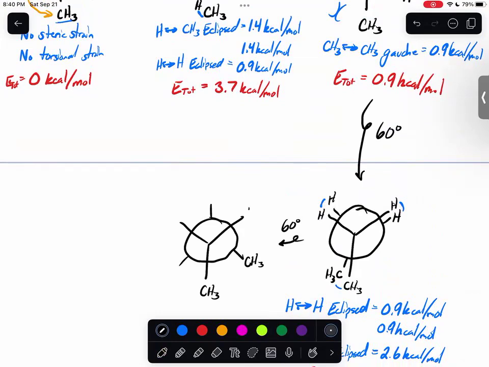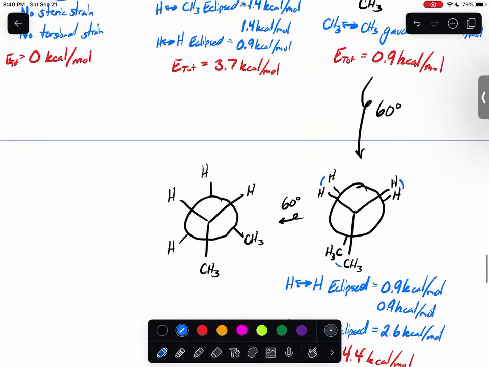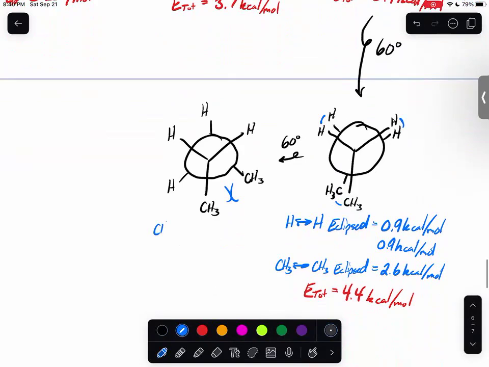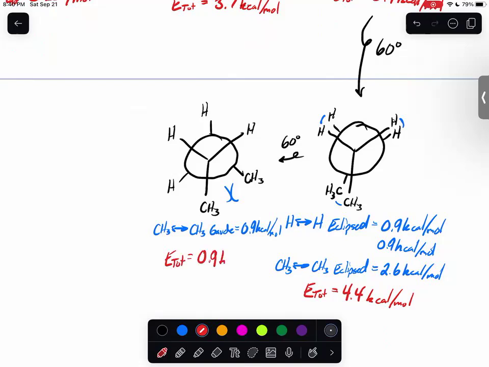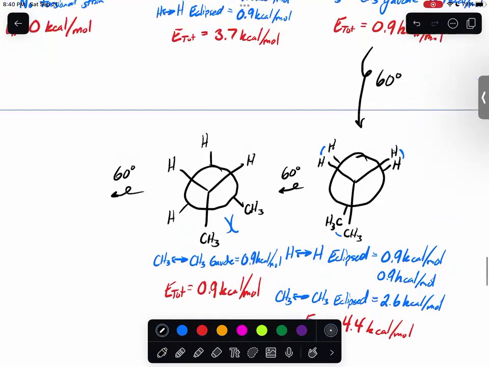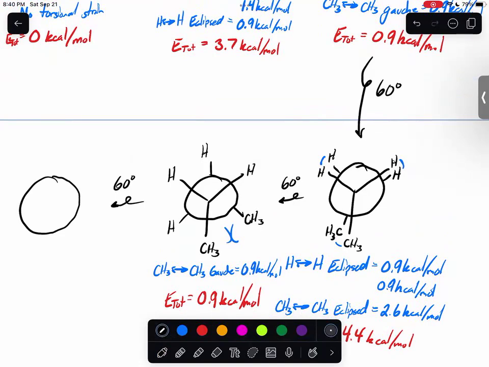And in this one, we've now moved everything on the back carbon clockwise once again. And we see the only interaction here is the sterics between the two CH3s. So once again, when we look at our CH3 CH3 gauche, that comes out to be 0.9 kilocalories per mole. So the total energy of this conformer is once again 0.9 kcal per mole. One more rotation will get us to our last conformer before it resets and everything will be back to its original positions.